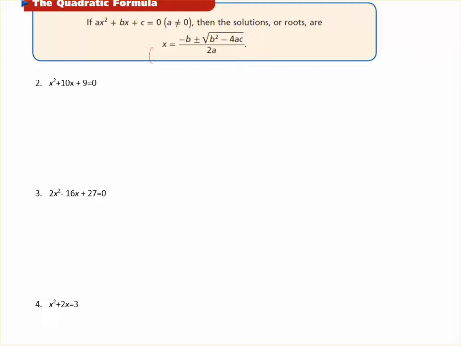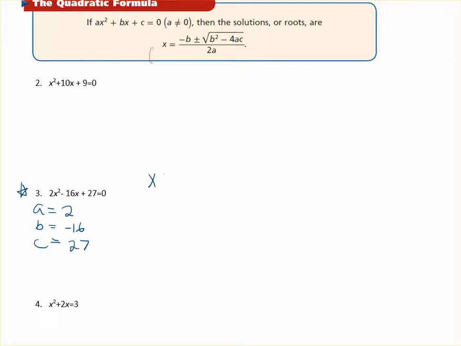So I'm going to do number 3. In number 3, first we need to figure out what is A, what is B, what is C. A is 2, that's the number in front of the x squared. B is negative 16, and C is 27. I should have checked first that this was in standard form, x squared, x, and then the constant, and that it was equal to 0, and that part was there. All right, now I'm ready to use the quadratic formula.